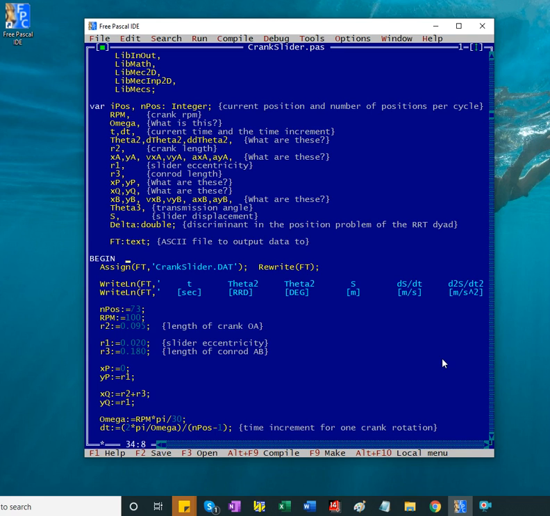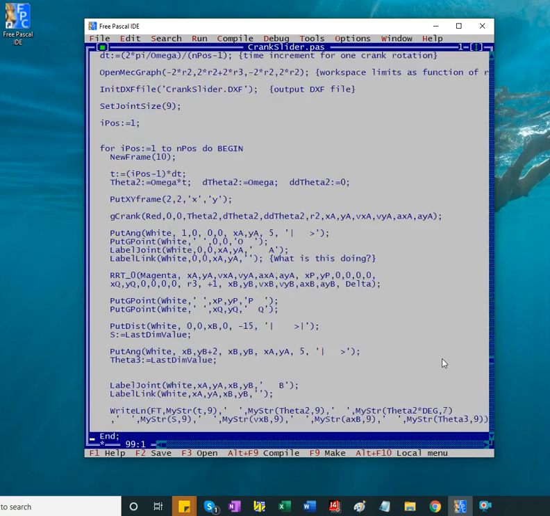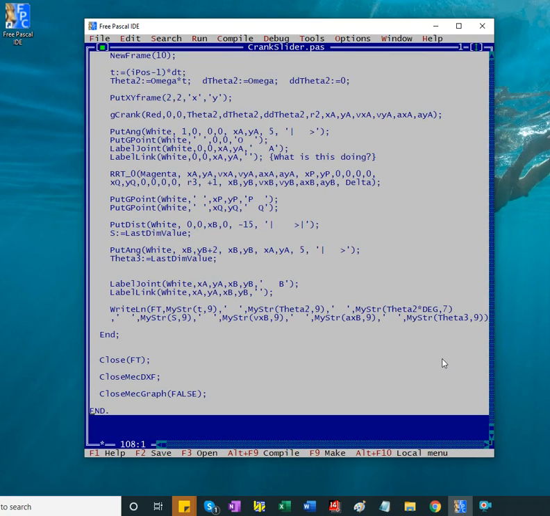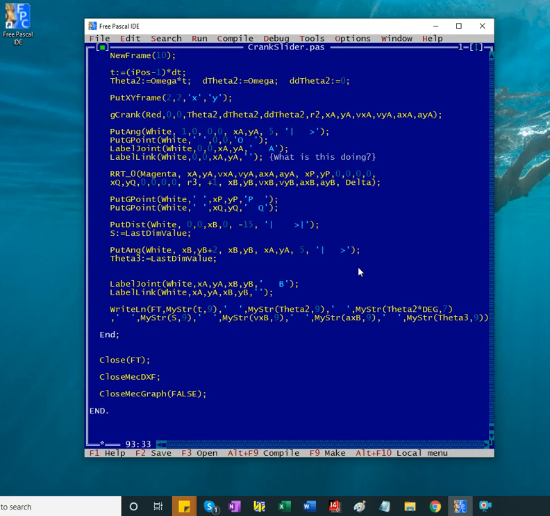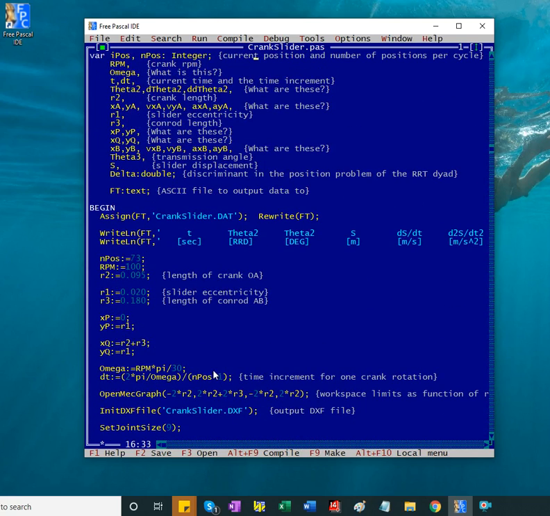Yes. So what we do first in the program, it starts with begin and ends with end with a dot. That's the end of the program. So what it does first, it's assigning this name, crank slider, an extension DAT, its data, to the FD text file, and then rewrites, opens for writing, rewrite FD.